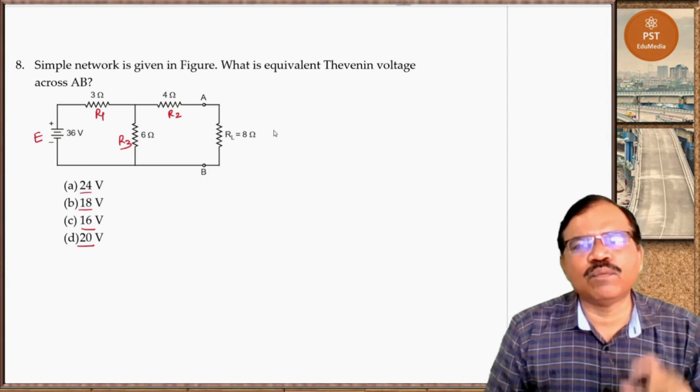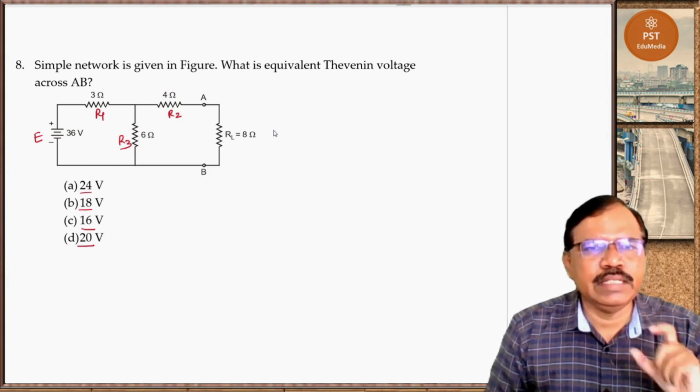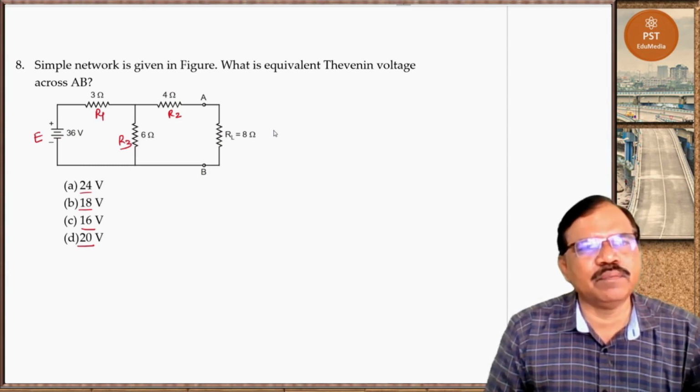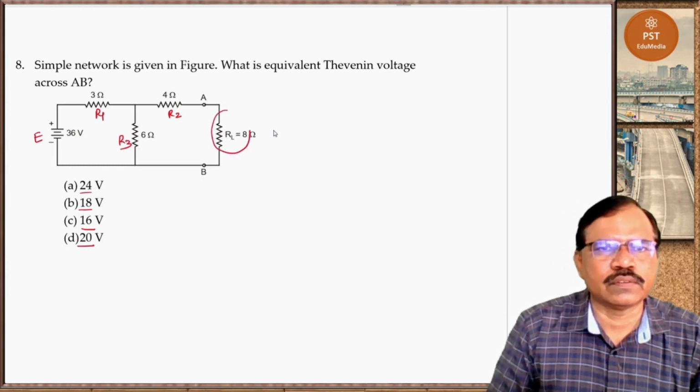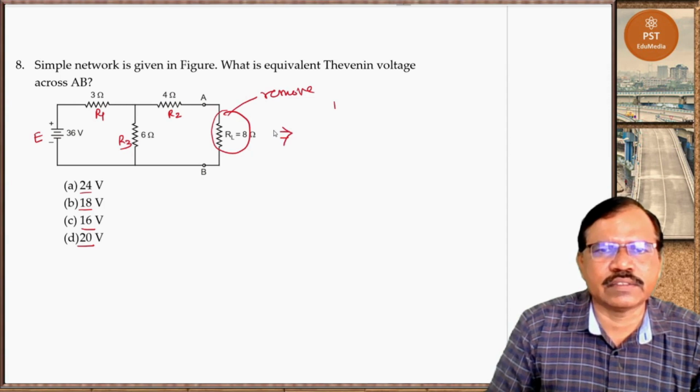So when we want to find Thevenin's voltage, first we make terminals A and B open. So we have to remove this. So when we remove this, we get a circuit like this.